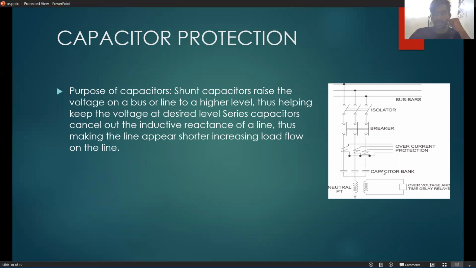So here is a diagram of it, and here are the bus bars, and through the bus bars there is an isolator, and from the isolator there is a breaker. From the breaker there is overcurrent protection, which protects against overcurrent flow. It maintains the equal flow between the transmission lines. And here is a capacitor bank, which collects the exact amount of current and passes the voltage, and overvoltage and time delay relays are fixed here, and the outlet is a neutral PT.